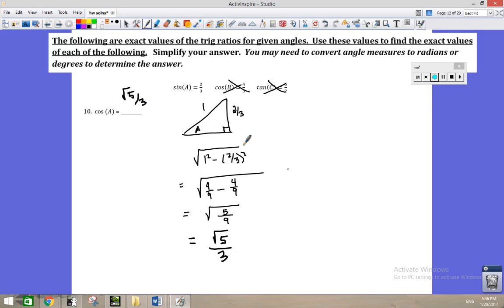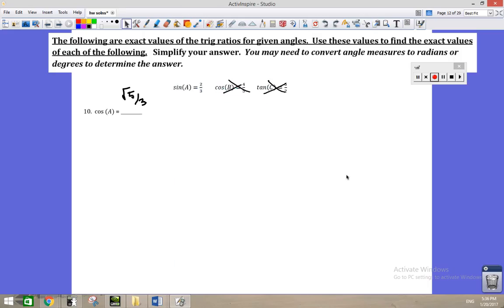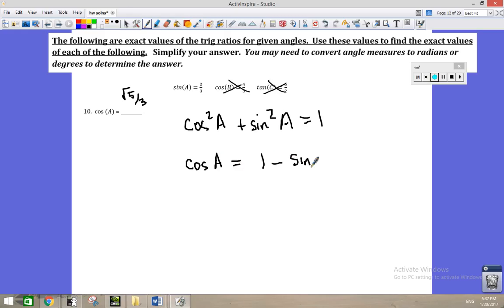An alternative way that I could get this answer, I'm just going to get this out of my way. You can copy it down if you need it if you look at the videos. If I have the sine of A and the cosine of A, by the Pythagorean identity, I know that the cosine of angle A squared plus sine squared of A is equal to 1. And so I can solve this for the cosine of A by subtracting sine squared from each side and then taking the square root.